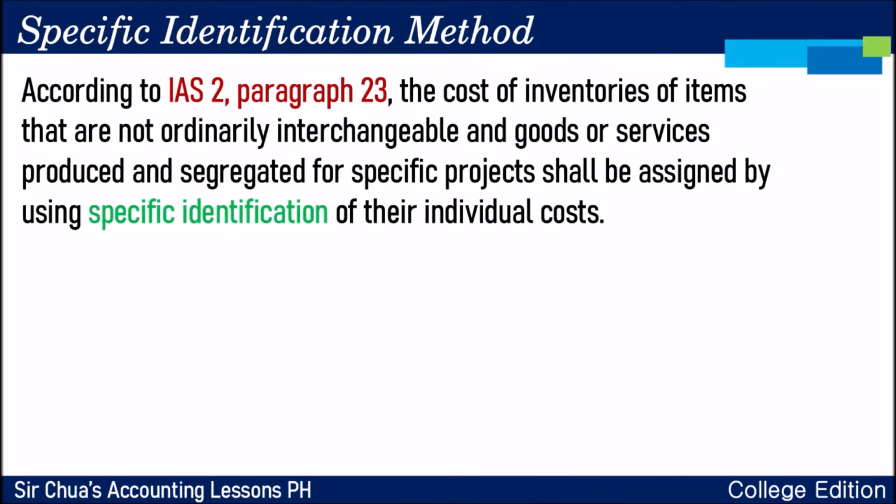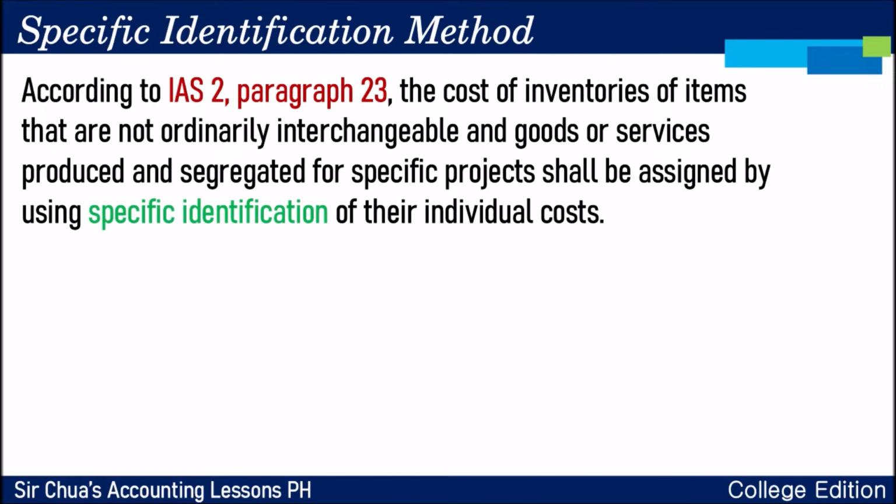According to IAS 2, paragraph 23, the cost of inventories of items that are not ordinarily interchangeable. Ibig sabihin po, hindi pare-pareho yung products mo, so hindi pwede talagang i-apply yung mga first in, first out, yung mga ganon. Okay? So, if your goods are not ordinarily interchangeable, and goods or services produced and segregated for specific projects shall be assigned using the specific identification of their individual cost.